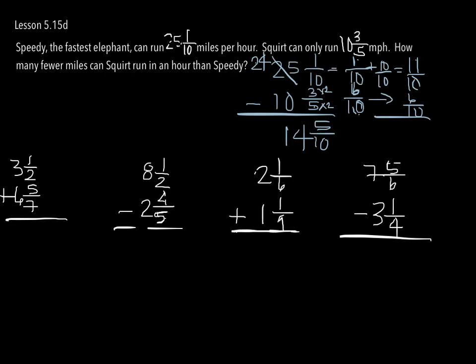Now, 14 and 5/10 is technically the correct answer, but what we want to do is simplify 5/10, and 5 is going to go into each of them, so we're going to divide the top by 5 and the bottom by 5. 5 divided by 5 is 1, and 10 divided by 5 is 2, so our answer is 14 and 1/2. So that's 14 and 1/2 miles fewer, but I ran out of space there.